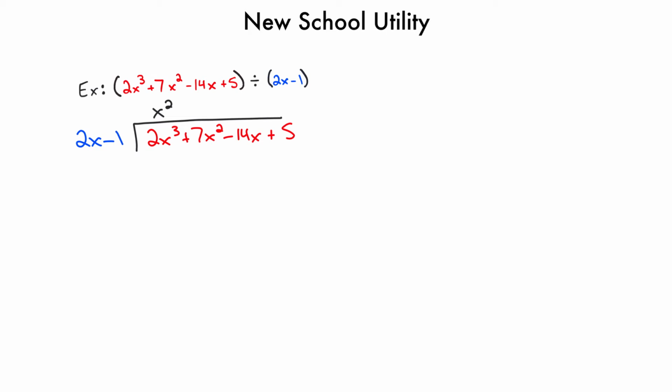Then I'm going to take that x squared and I'm going to multiply it by both terms. X squared times 2x is 2x cubed. X squared times negative 1 is negative x squared. I'm going to take that quantity and I'm going to subtract it from what I am dividing into. This step should always follow. The first terms should always eliminate. If they don't, then that means you picked the wrong number up here.